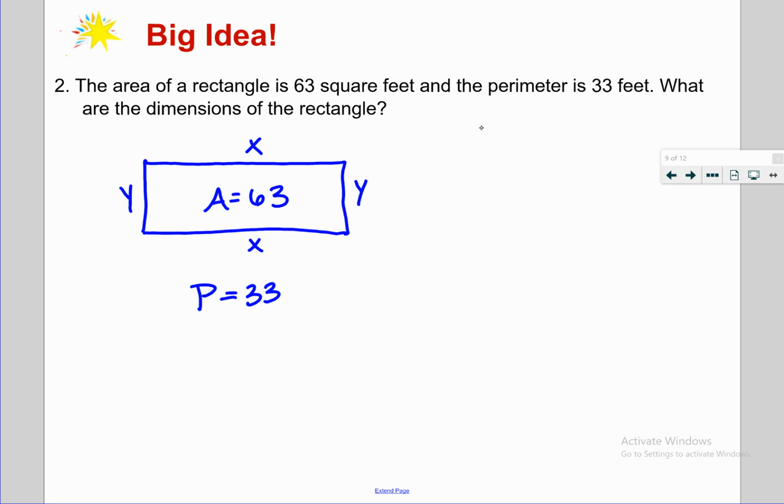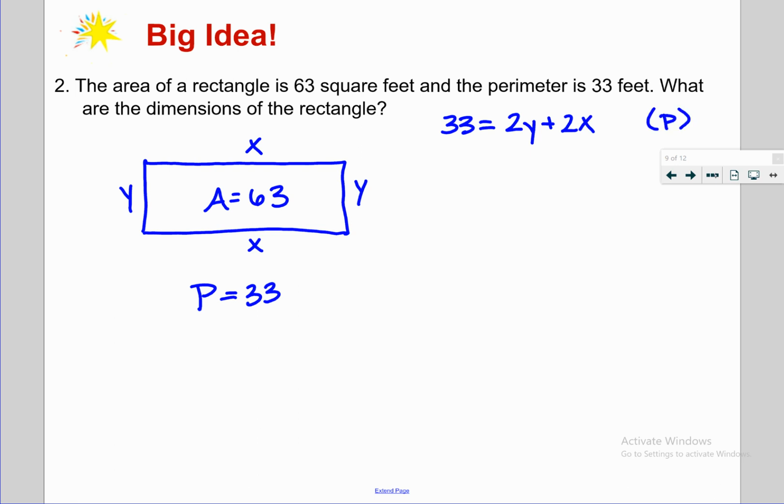So let's start with the perimeter equation. The perimeter is 33. How do we get 33? Right, so can we condense that, make it a little prettier? Perfect. 2y plus 2x. 2x plus 2y, doesn't matter. Okay, so that's a perimeter equation.